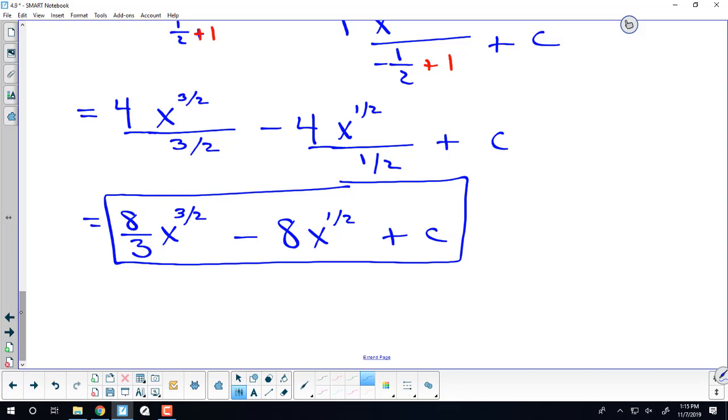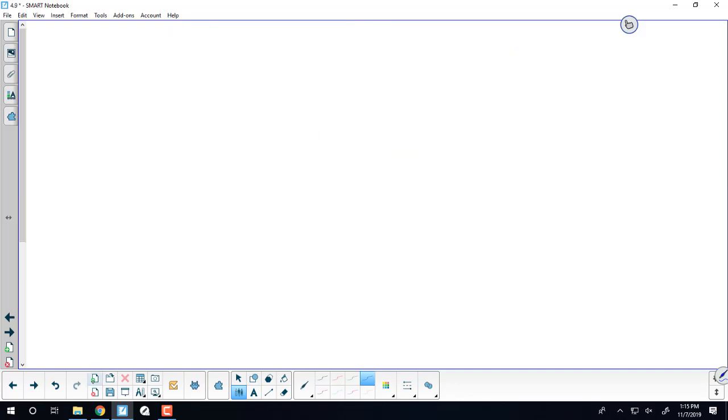Any questions on that? All right, before we look at the next thing, I want to mention here what we're doing with the antiderivative. The antiderivative is sometimes or more often referred to as the indefinite integral. Indefinite.